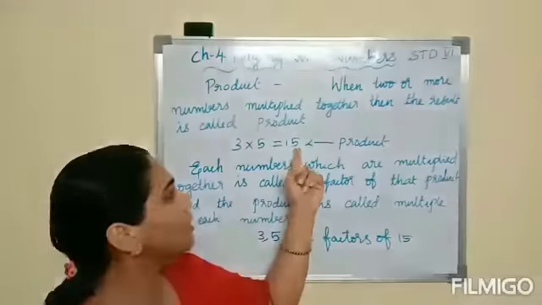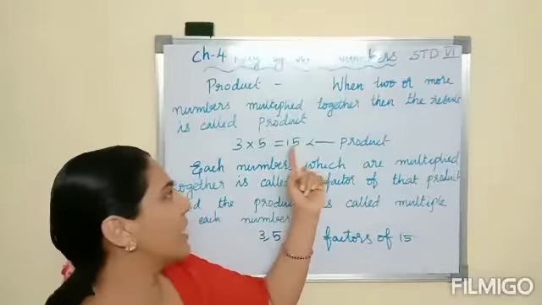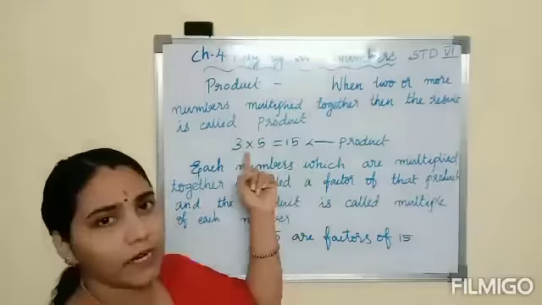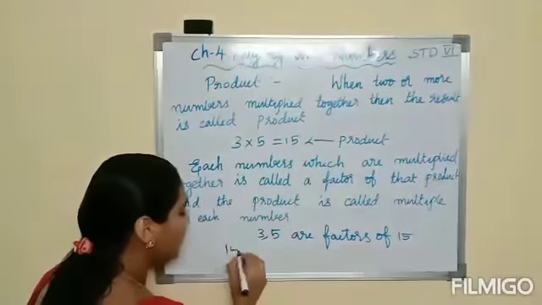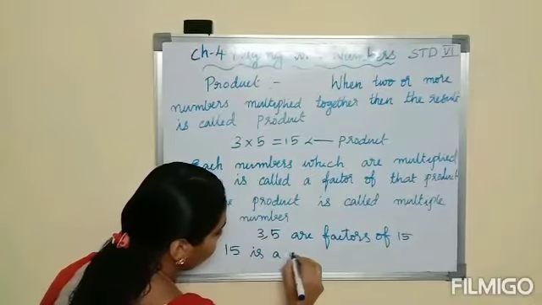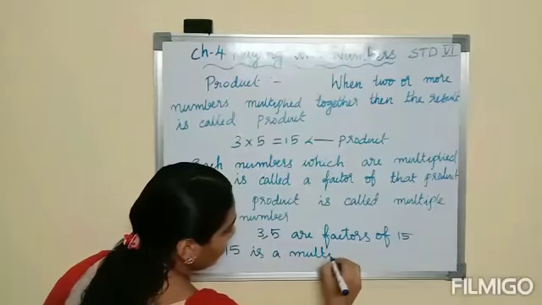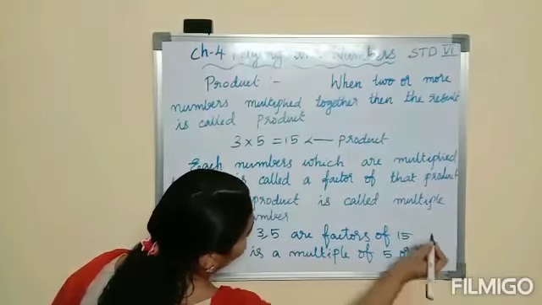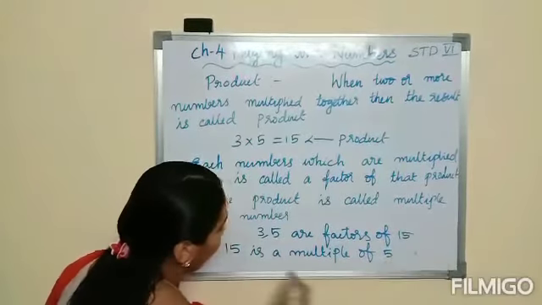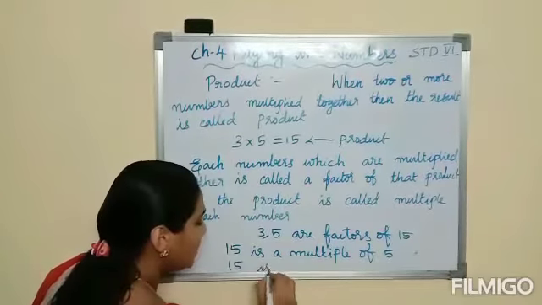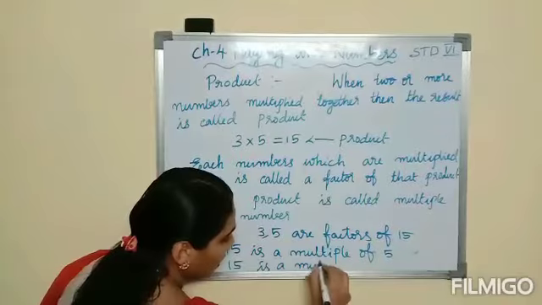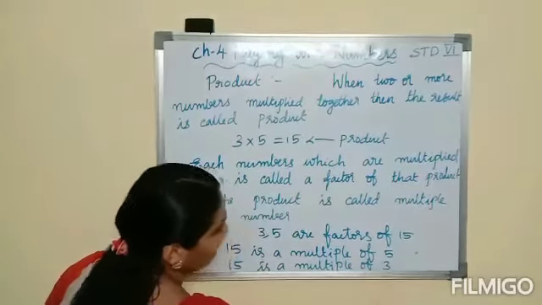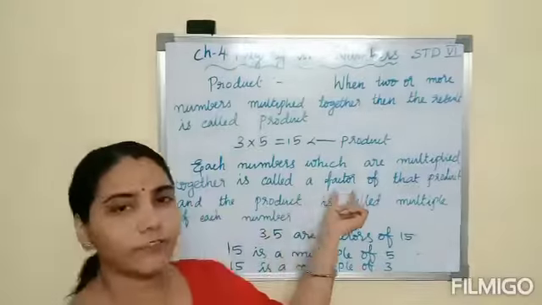So what is the product here? 15 is the product here. We can say that 15 is a multiple of 3, or we can say that 15 is a multiple of 5. Okay, so you understood what is a factor?